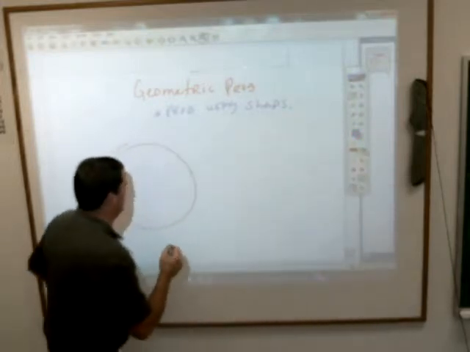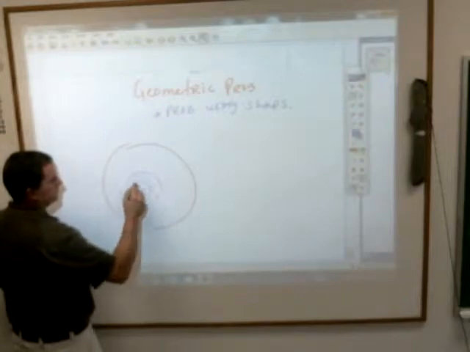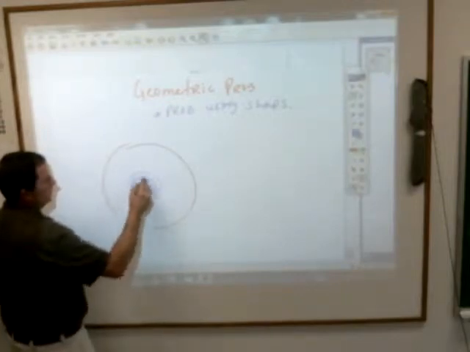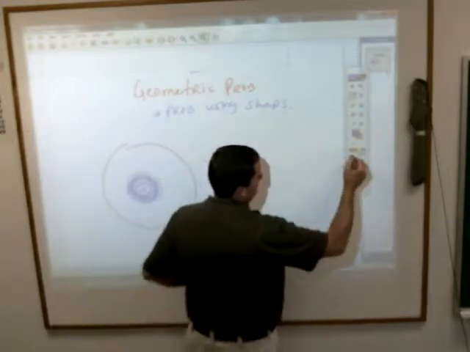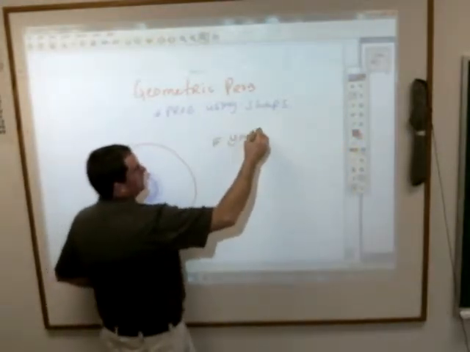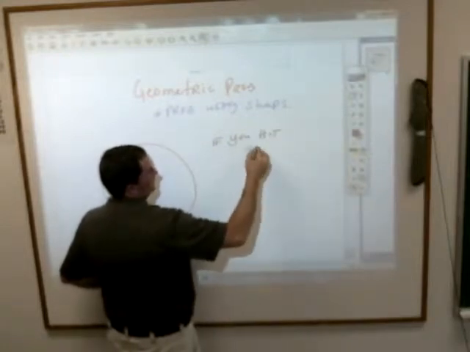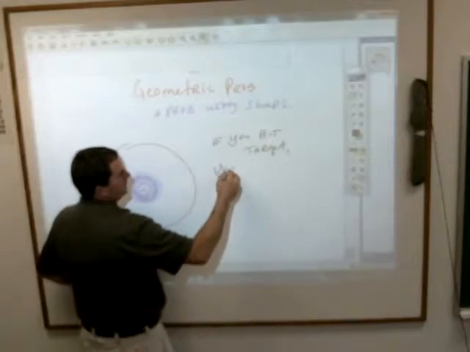You have a target, and usually there's a bullseye in the middle. And the question would be, if you hit the target, what's the probability of getting a bullseye?